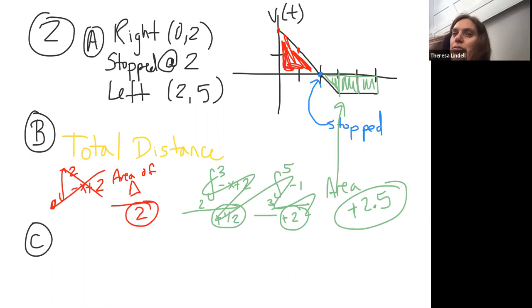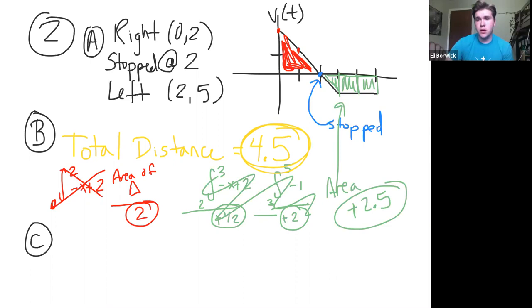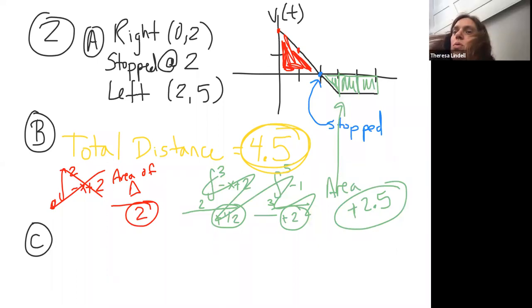So your final answer for part B is 4.5. Is that cool for everybody? What? Yeah. I just got really confused. I think I just forgot everything. Yeah, so just remember that total distance is like total area. It's just finding the areas and making them all positive.